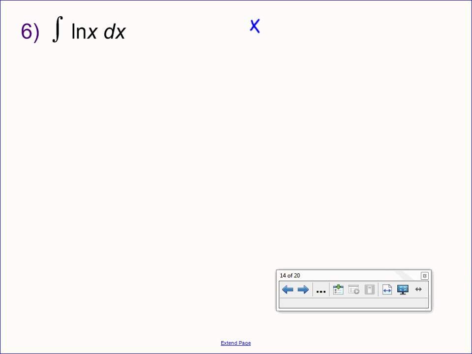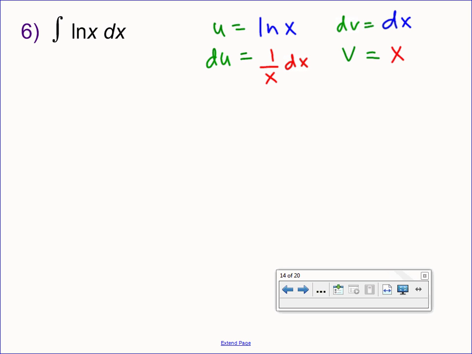So I'm going to choose my u and my dv. LIATE: top billing goes to logarithmic functions. So I'll let u be ln of x, and dv is going to be the dx. Is my entire integrand taken care of by u dv? It is, there's my ln x dx. So I can generate my other pieces, du and v. If u is ln of x, then du is 1 over x dx. If dv is dx, then v is x.